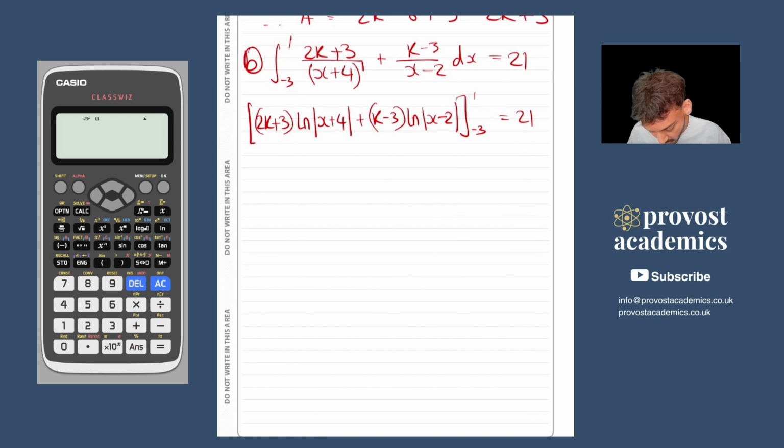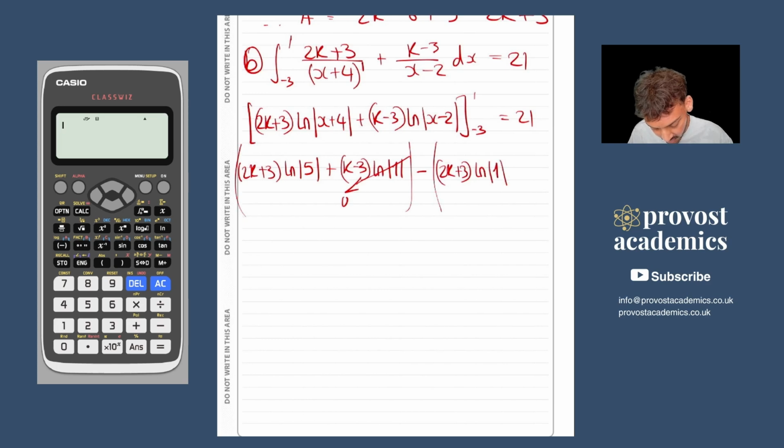So let's sub in 1. What do we get? So brackets 2k plus 3, it's going to be ln of 5 plus k minus 3 ln of 1. That's good, because ln of 1 is 0, so we can actually say this is going to go to 0. Lovely. Then minus 3, 2k plus 3, that's going to be ln of 1 again. That's my lucky day, maybe.